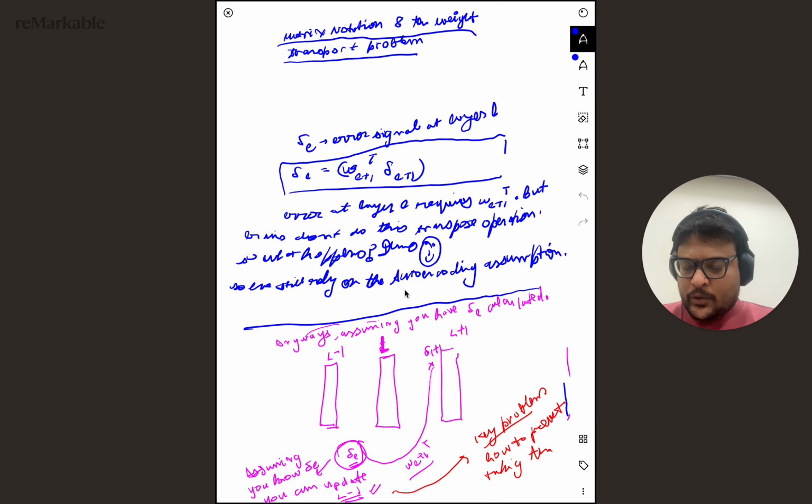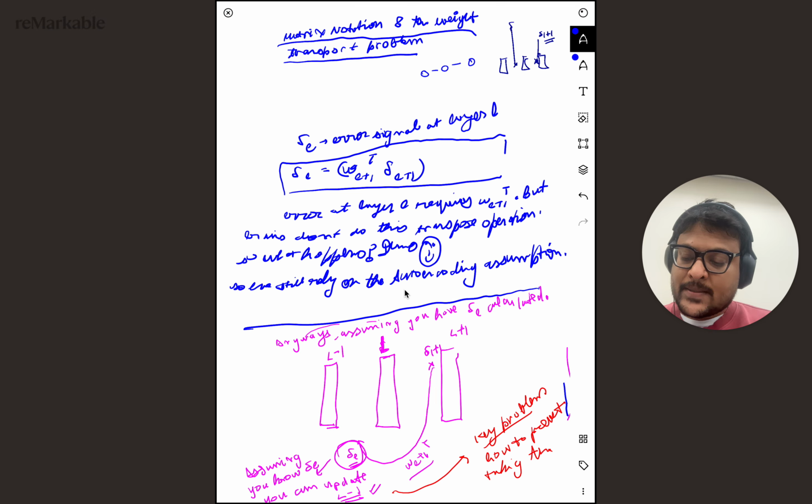Okay, so now I'm going to discuss another problem in backpropagation, which is known as the weight transport problem, and it goes as follows. Let's say that you have these three layers, and you have the error signal del L plus 1 at this particular layer, and you want to know the error signal at this particular layer del L. If you look at the equation of backpropagation, it says that the error signal at layer L is basically the transpose of the weights of the higher layer times the gradient signal at the lower layer.